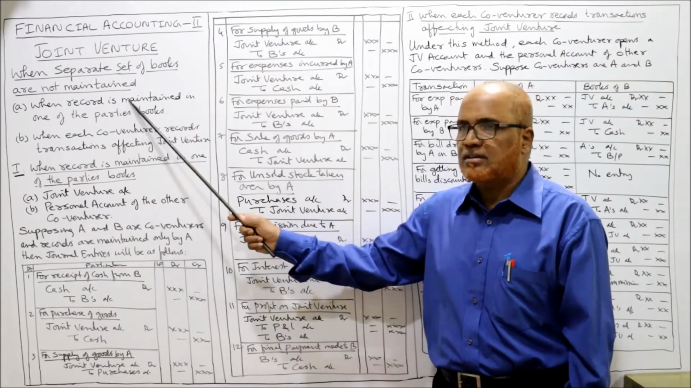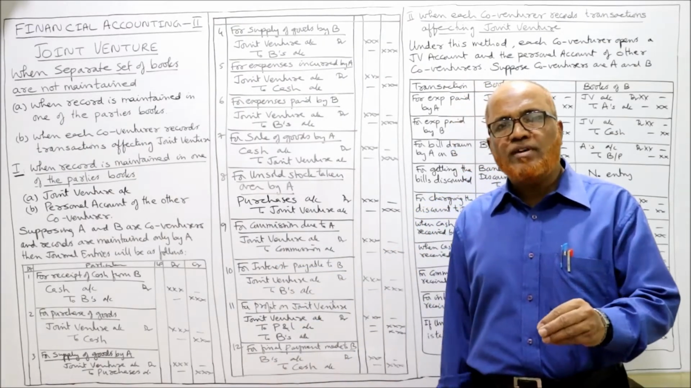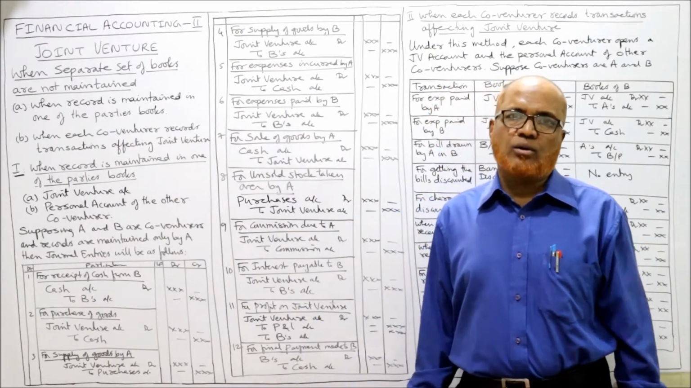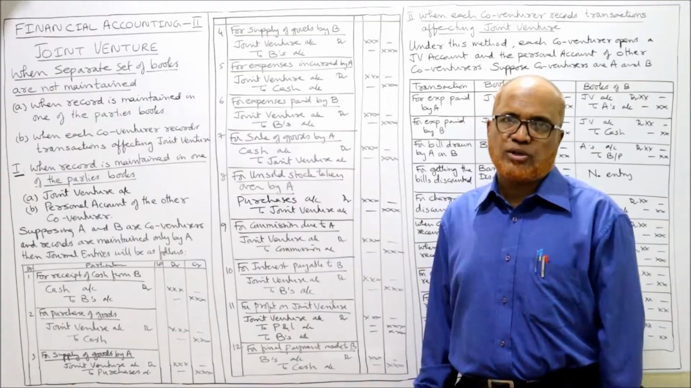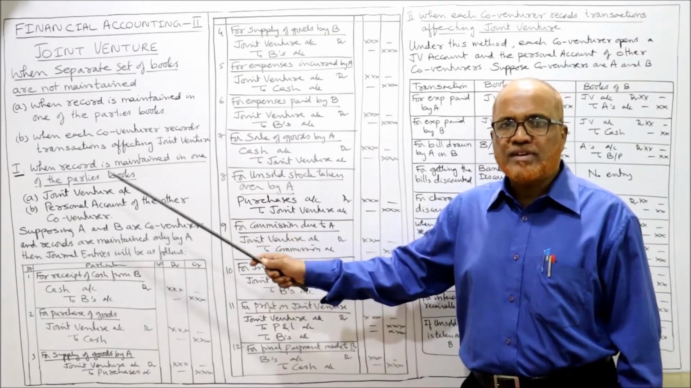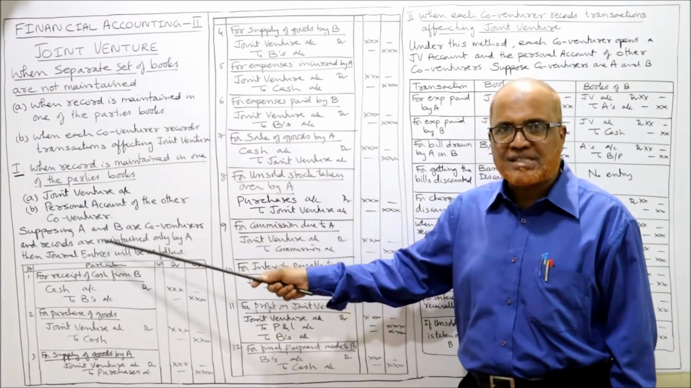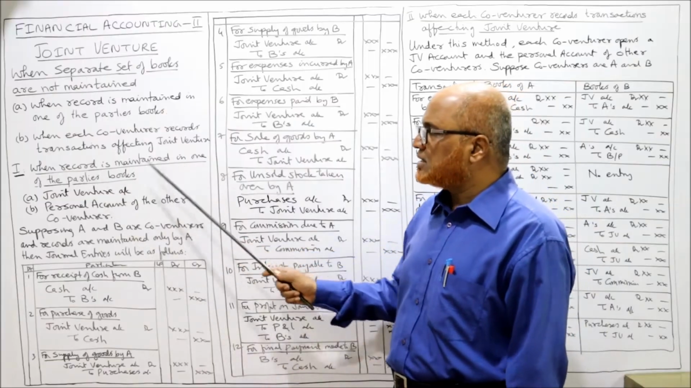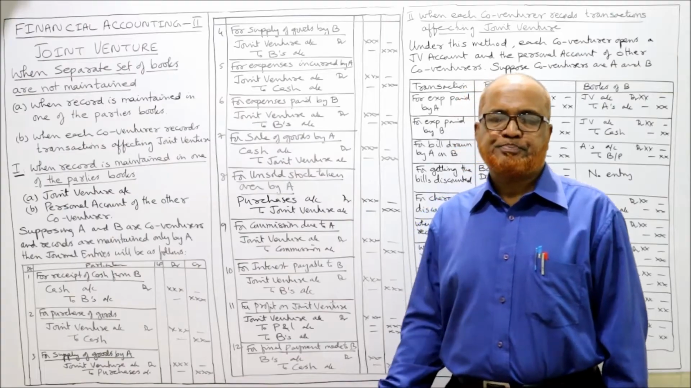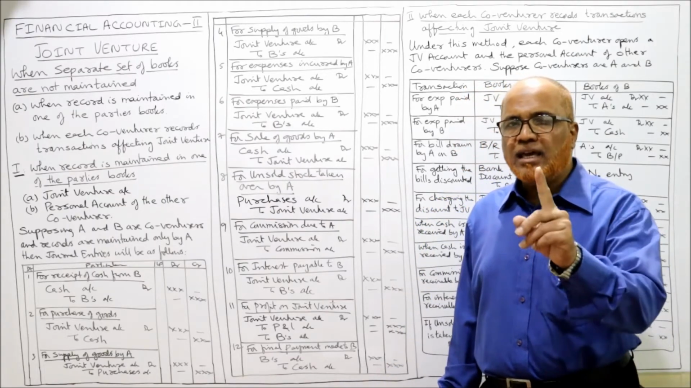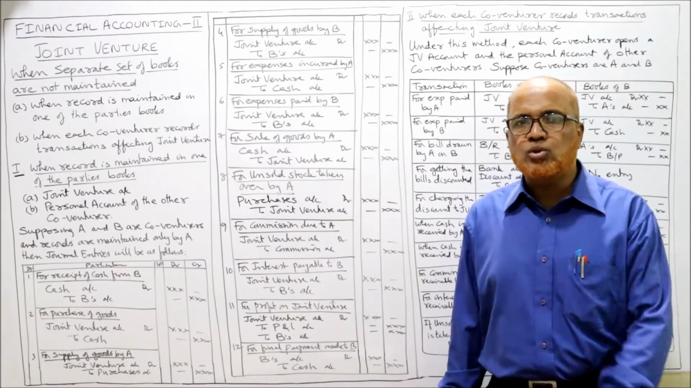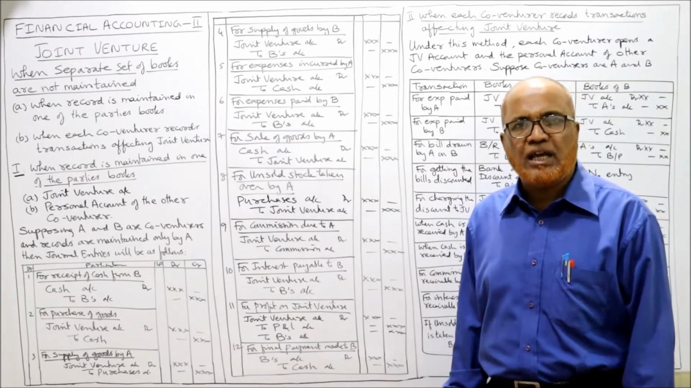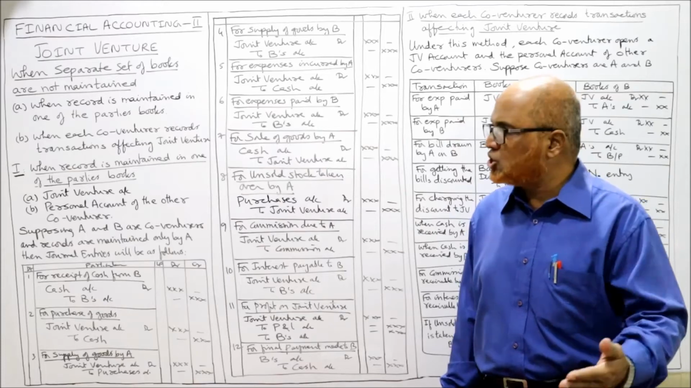This is one method. Second method, each co-venturer will maintain their own accounts affecting the joint venture. This is the second case. So first we'll discuss what the issues are in the first case. When record is maintained in one of the parties' books, if the entire accounts are maintained in the books of one party, and the other party is not maintaining any books of account, then what are the issues?